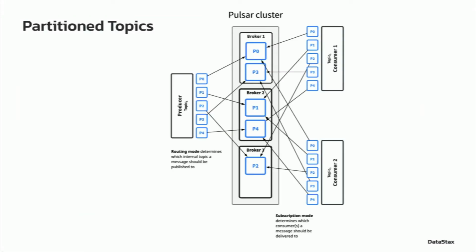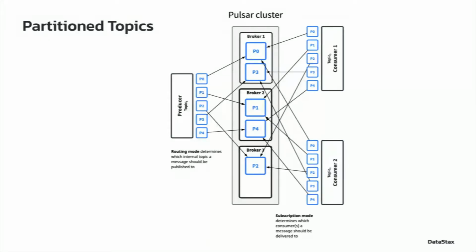Like other streaming systems, Pulsar supports partition topics. Partition topics are needed when the performance requirements of the topic are high, so that it would make better sense to distribute the load across multiple Pulsar brokers instead of just one. In the diagram, we can see that there are 5 partitions distributed across 3 brokers, and there are 2 consumers.